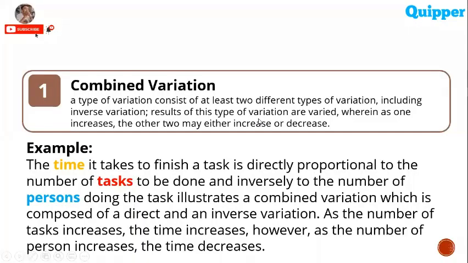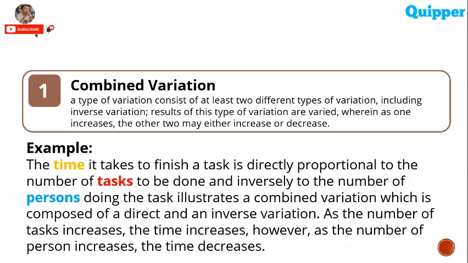You're now on the last type of variation, which is combined variation. It is a type of variation that consists of at least two different types of variation, including inverse variation. Results of this type of variation are varied, wherein one increases, the other two may either decrease or increase. For example, the time it takes to finish a task is directly proportional to the number of tasks to be done, and inversely to the number of persons doing the task illustrates a combined variation, which is composed of a direct and an inverse variation.